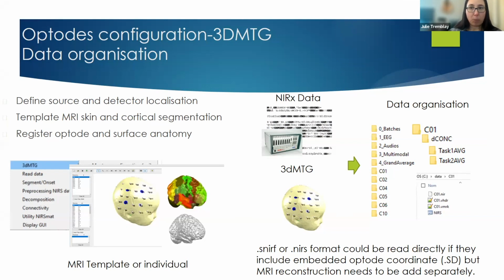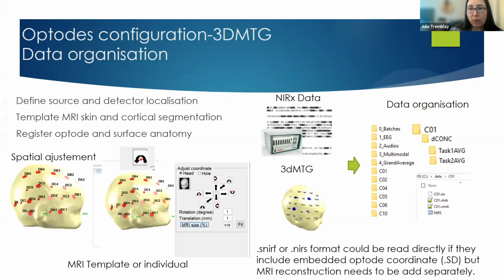This procedure could be laborious and individual MRI are not always available. So pre-segmented templates from children to adults are available if you need them. When it is done, the spatial coordinates of the cap are registered with the reconstruction. Small adjustments for the coordinate registration with the MRI anatomy could be done manually, such as rotation or translation.